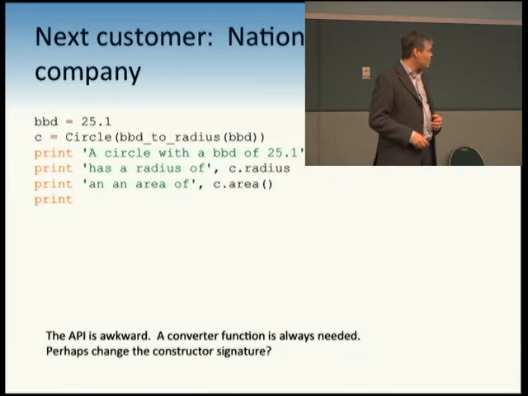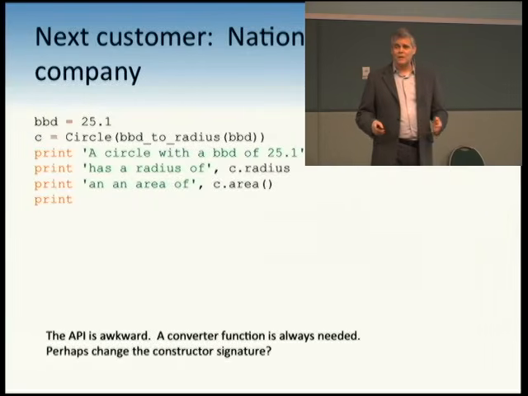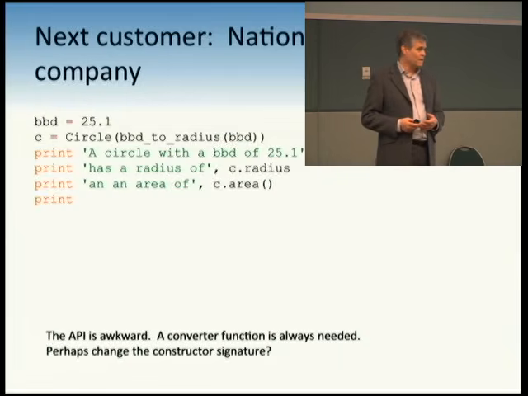The API is awkward. What the customer really wants is a different signature. They don't want to have to construct a circle from a radius. They want to construct it from a bounding box diagonal. This is called a constructor war. Constructor wars are typically fought necessarily with customers. They sometimes happen right when you're first creating a class. And when you have a constructor war, several people want different signatures for the constructor.